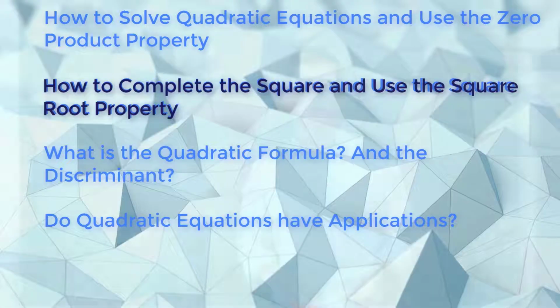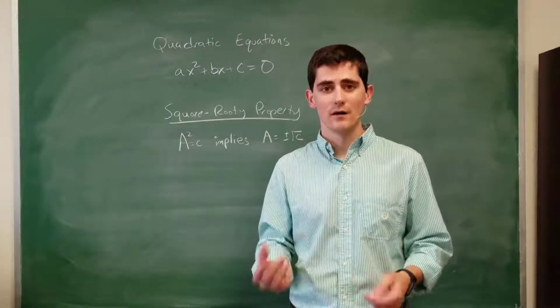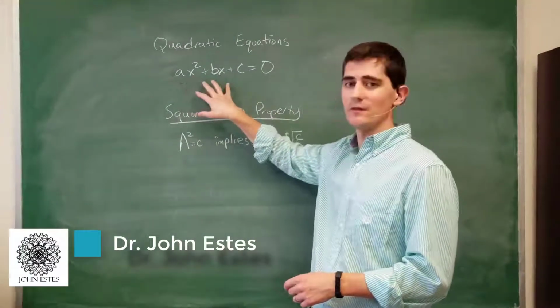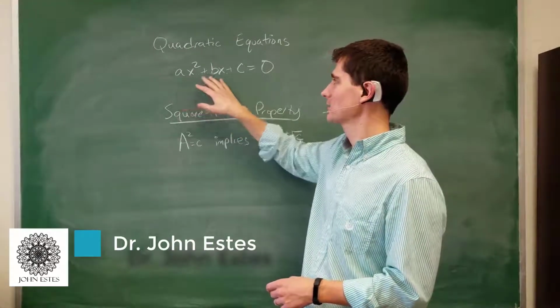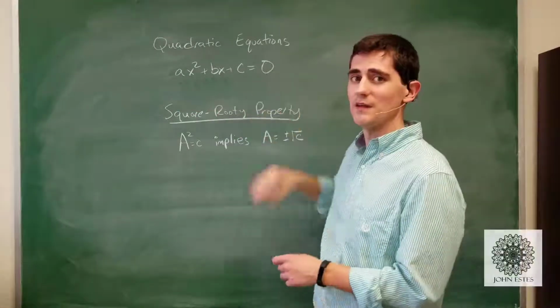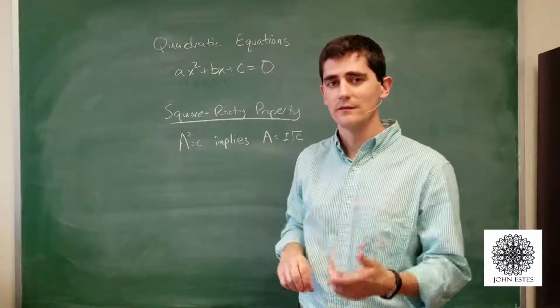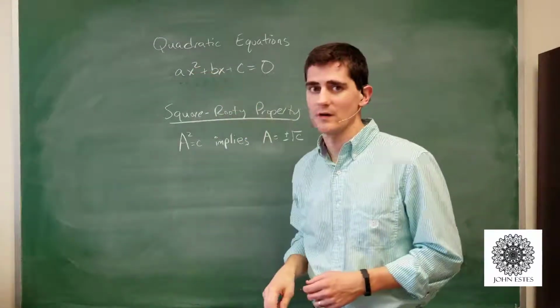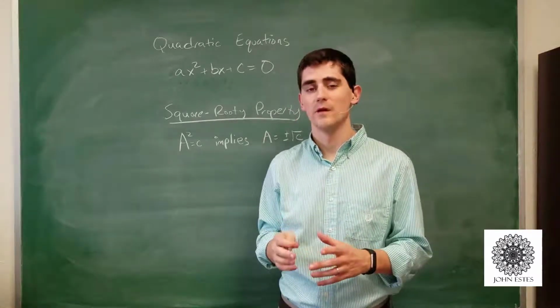There are other techniques of solving quadratic equations other than just factoring. Again, a quadratic equation is any equation that can be written in this form, where you have ax squared plus bx plus c equals 0, and the key defining element of this being a quadratic equation is having a squared term, a squared variable.